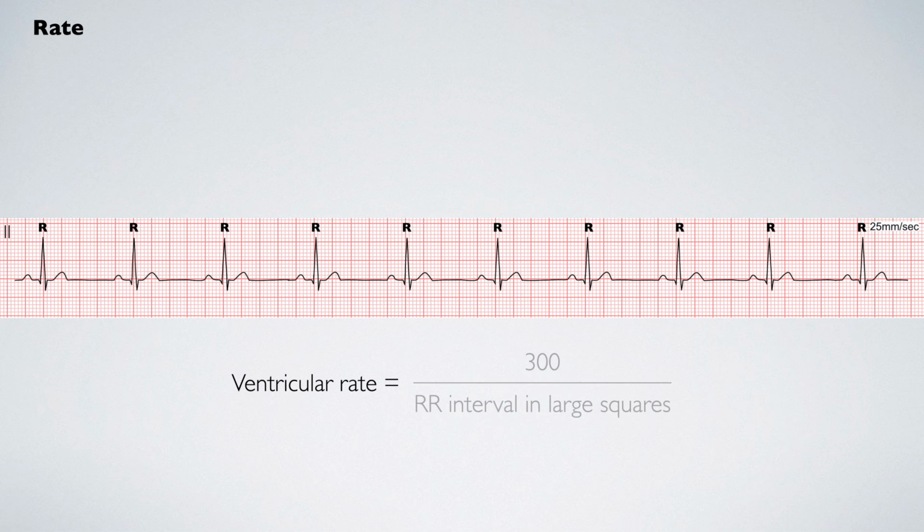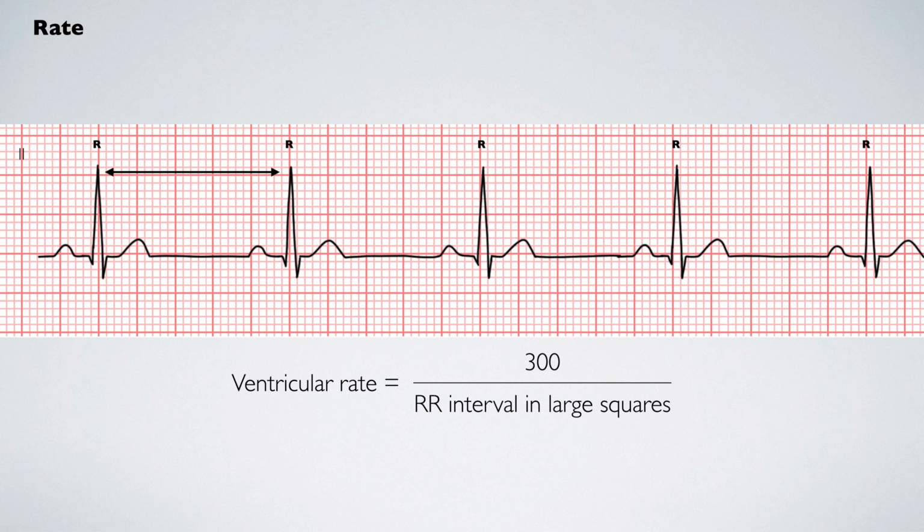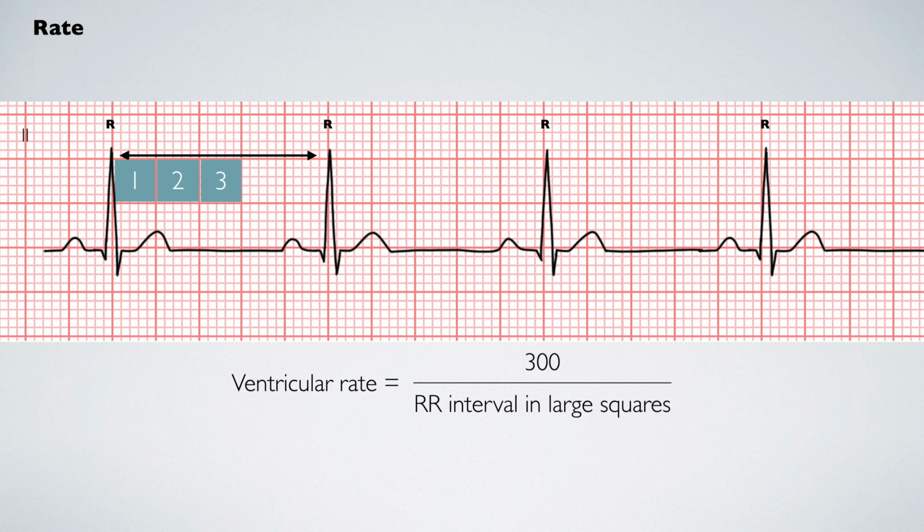The second approach can only be used with regular rhythms and involves measuring the RR interval and dividing 300 by the number of large squares between the complexes. In this case, there are 5 squares between the R waves. So when we put this into our equation, we can see that the rate is 60 beats per minute.